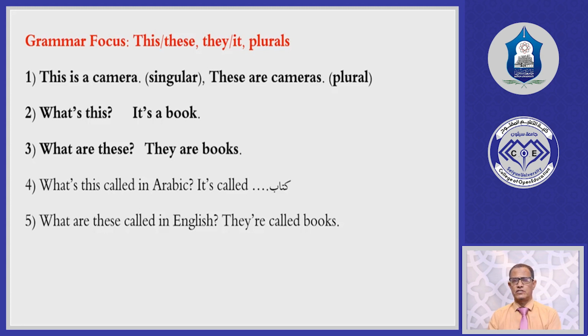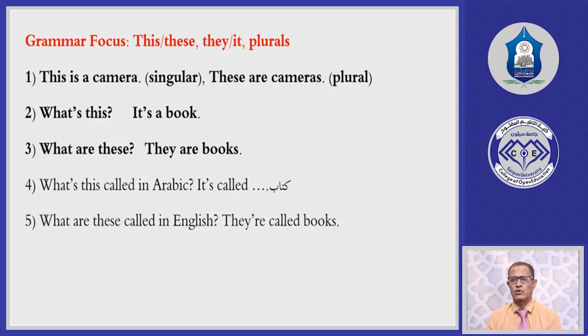So this is for singular, and it is for singular also, but these is for plural. Now we can say, for example, this is a pen. This is a pen. So now we have only one pen, so you can only say this is a pen. So it is used only for singular nouns. For example, this is a shirt, and this is a book. So this is is used only for singular nouns.